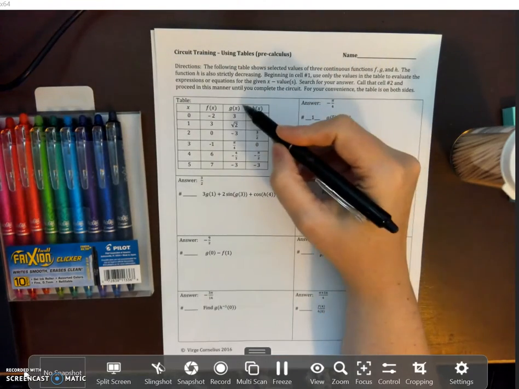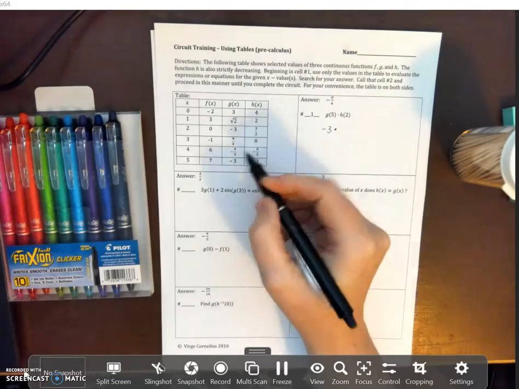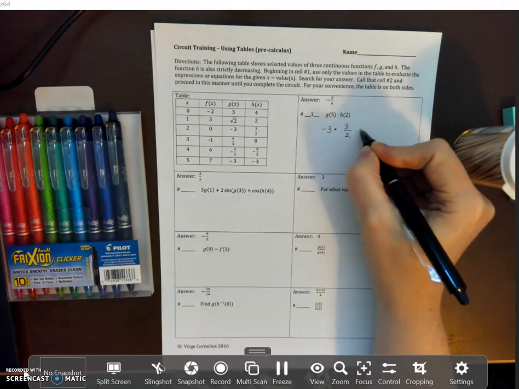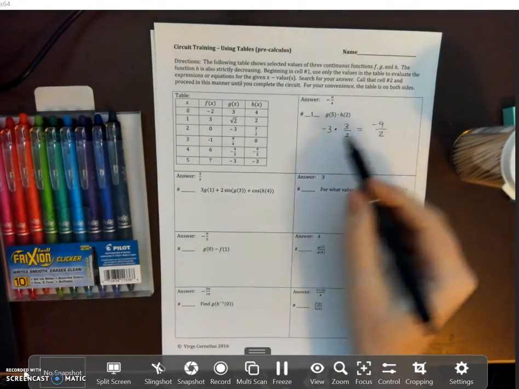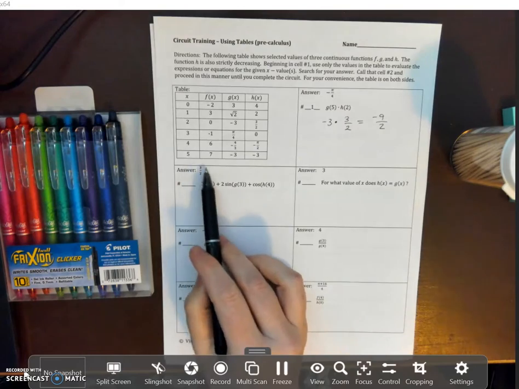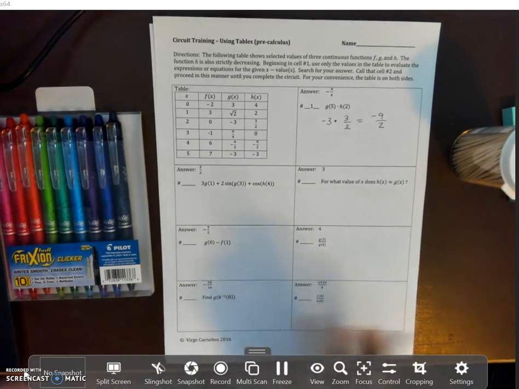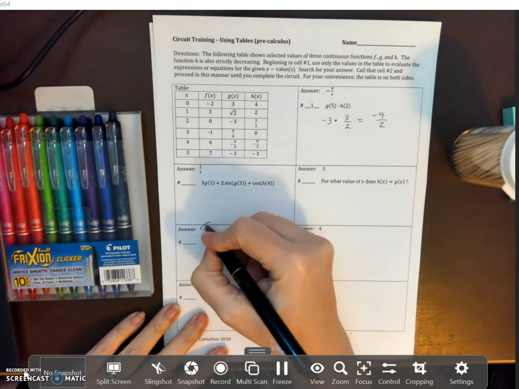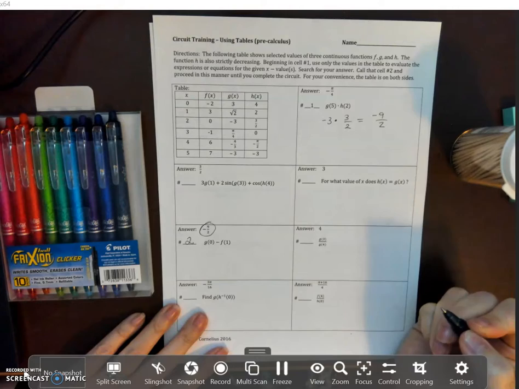G of 5 is -3. H of 2 is 3 over 2, which becomes -9 over 2. And then I'm going to search for this answer. You can see next to the problem, there's an answer right here. Then there's answers here, here, here, here, etc. So I'm just going to look for the answer, which happens to be right here. And so then I'm going to call this problem number 2 and continue.